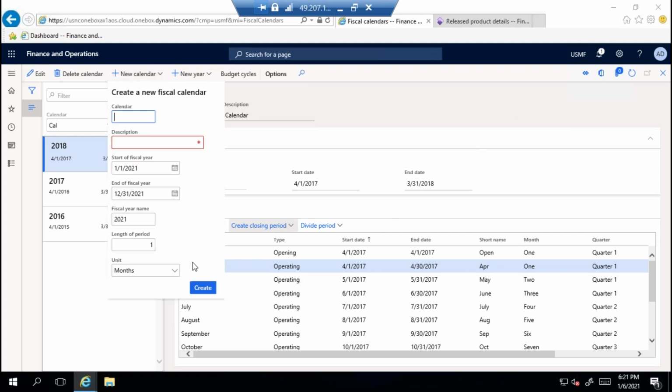Okay, here options are available: days, months, years. So if you want a weekly calendar, you can select days, simply select days and enter 7. Then it will be a week calendar. So it is simply select and click create. That's it.